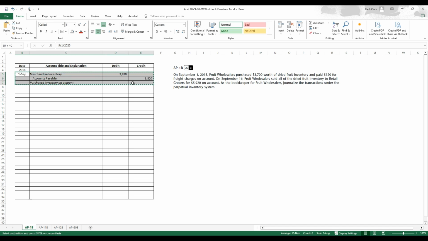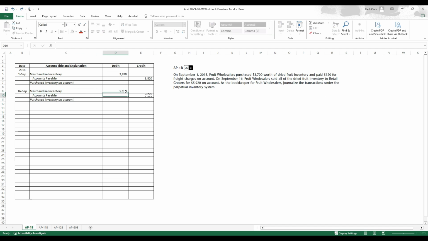All right, I'm going to copy this. So I'll just highlight all that, Control C, and then Control V to copy and paste quickly. And we're going to say on 9/16, we sold all of this inventory for $5,920. So that's great. We sold our stuff. And like I said, we have accounts receivable now. So we are owed this money from retail grocers, this grocery store. And it's not going to be accounts payable credit, but rather the merchandise inventory.